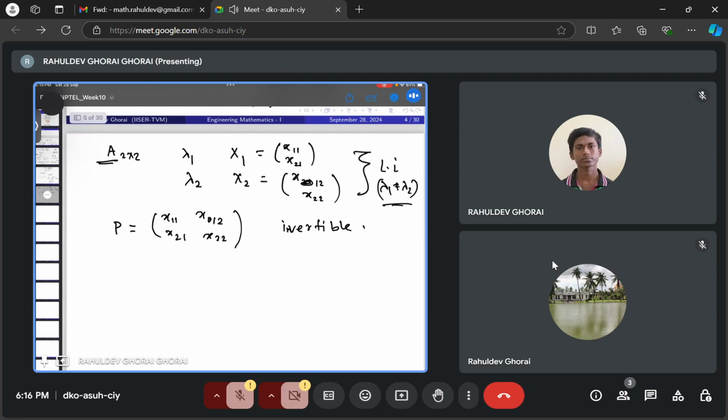And if P is invertible, P inverse exists, and if you multiply P inverse to A and then multiply by P, then this will be diagonalized. This will be a diagonal matrix. So if it always happens that P inverse AP is equal to D for some P, then A is diagonalizable.